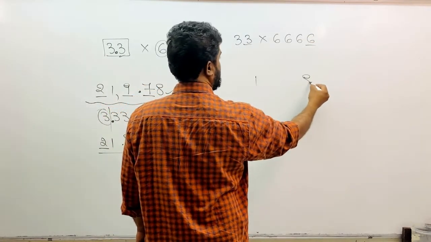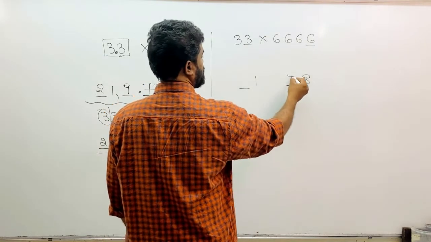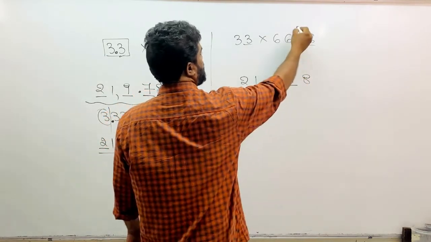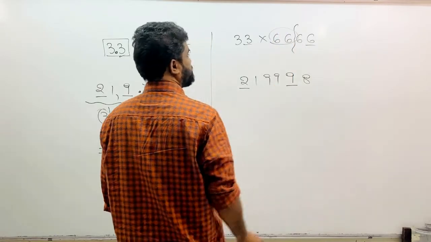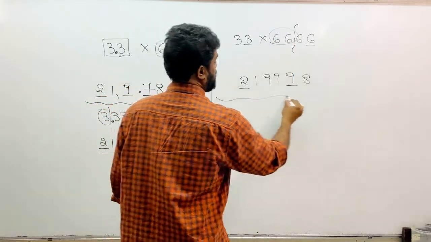So 1 and 8 here. So 1 digit here, 1 digit here. So this is 9 and this is 2. So here there are 2 extra 6s. So 9 9 8. Okay, not only that, that's what I am going to say.